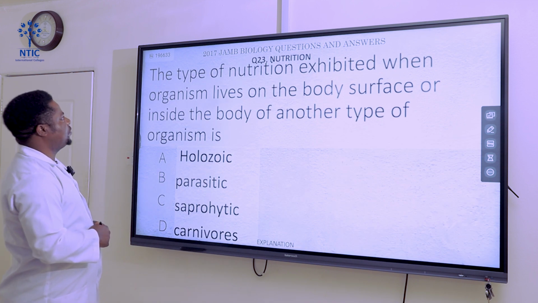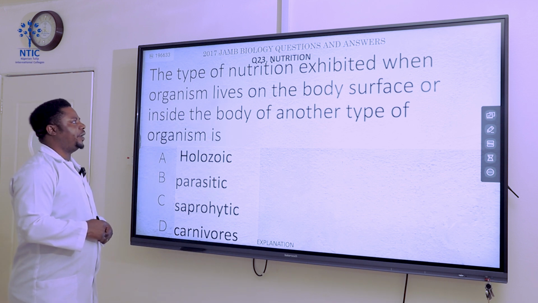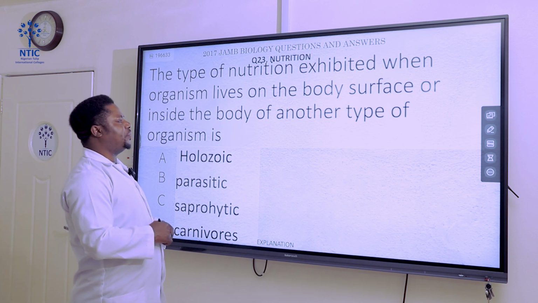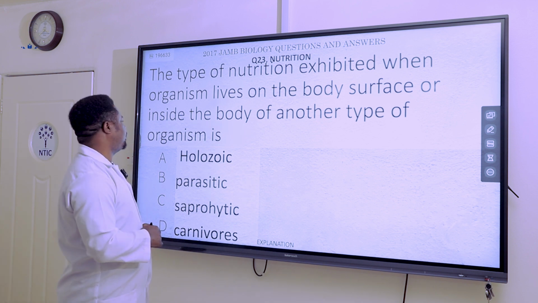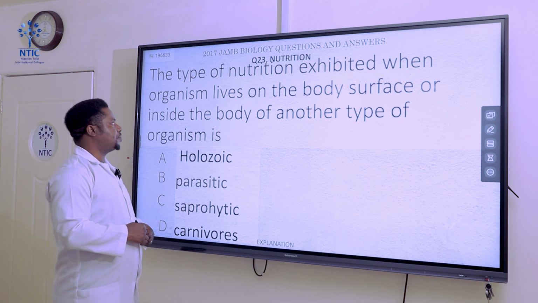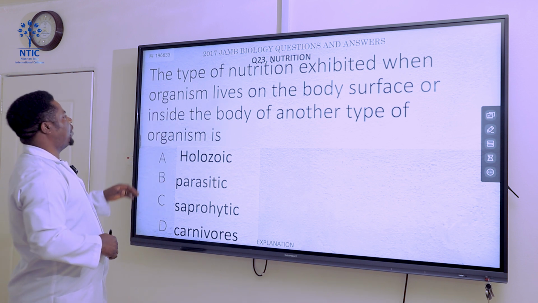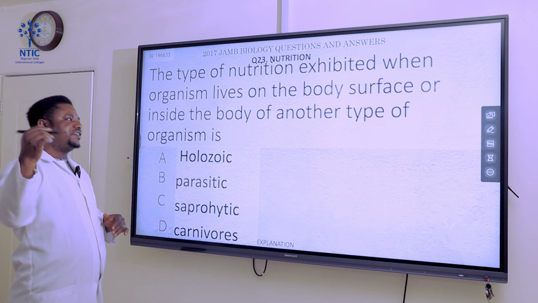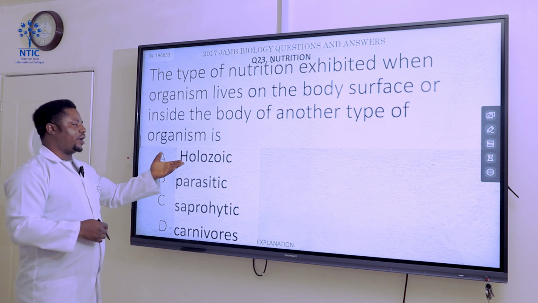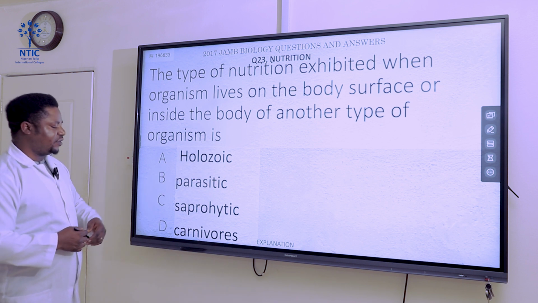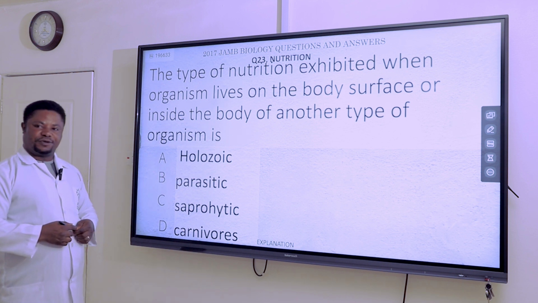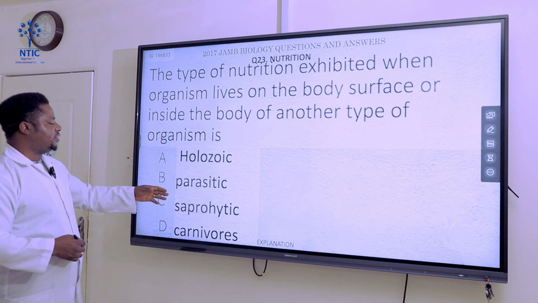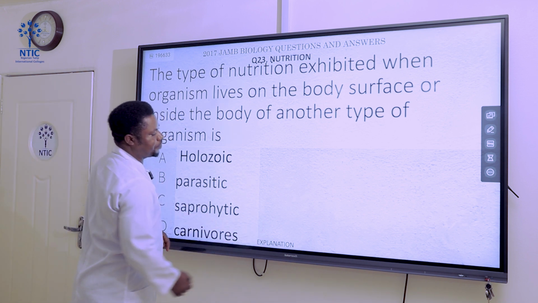Question number 23. The type of nutrition exhibited when an organism lives on the body surfaces, or inside the body of another type of organism is called what? What do you call this type of nutrition where you have an organism living on the body surface or inside the body of an organism? We have holozoic nutrition, parasitic nutrition, saprophytic nutrition, and carnivorous nutrition. The correct answer to this is parasitic nutrition.